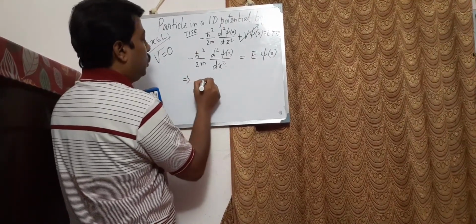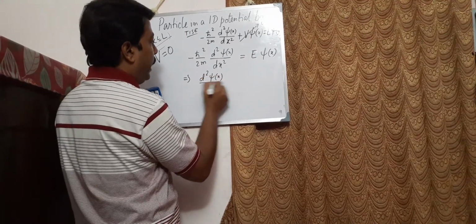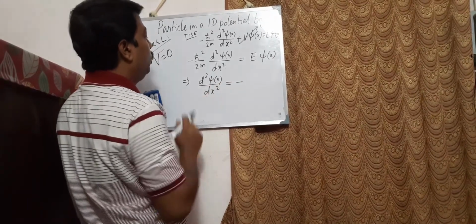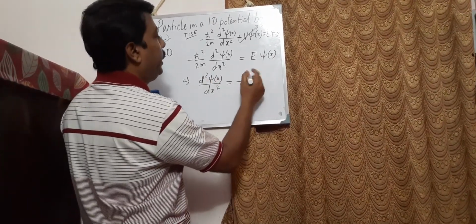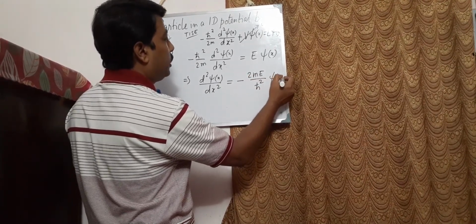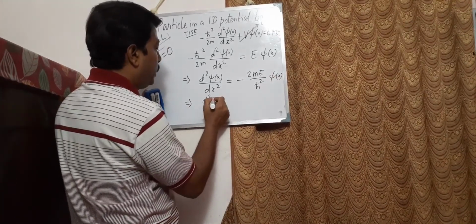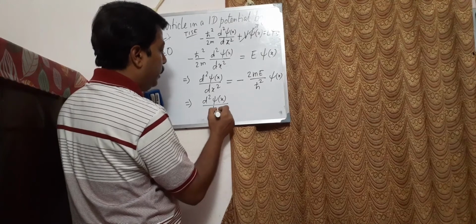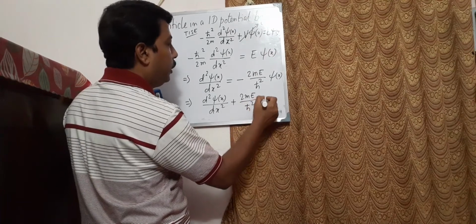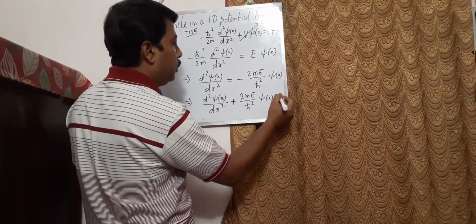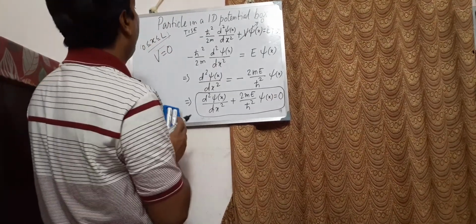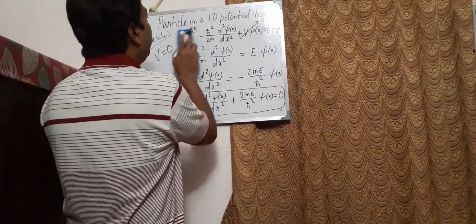Fine. So we can write this equation as d²ψ/dx² equal to minus 2mE by ħ² into ψ(x), or let us bring it to the left hand side and we get plus 2mE by ħ² into ψ(x) equal to 0. So this is our time independent Schrodinger equation, which we have obtained for this V equal to 0 case.